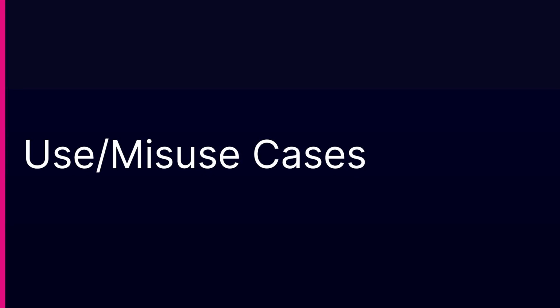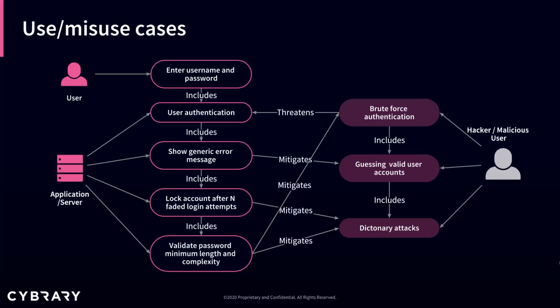Hi, everybody. All right, in addition to the STRIDE model, we can also look at creating use and misuse cases. So in this case, we start with a user who is ultimately going to try to access an application server. That's their goal. So the very first step is that they're going to enter their username and password. And of course, that password serves as authentication. So with that first step, what are the threats here?